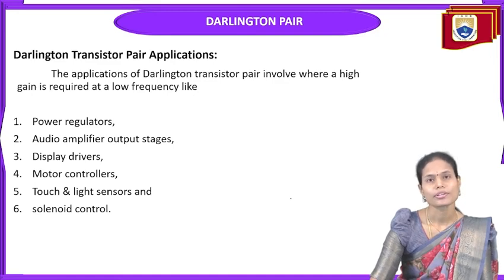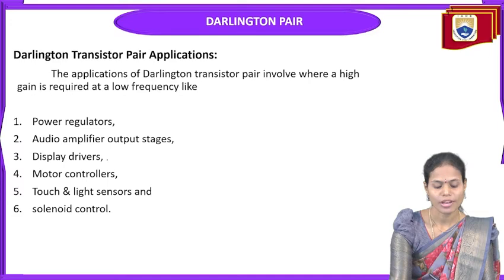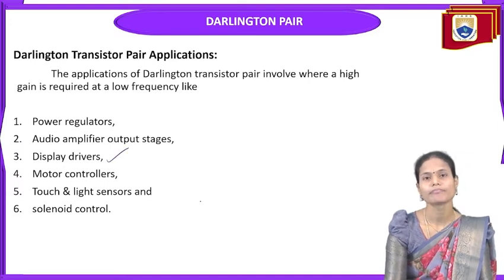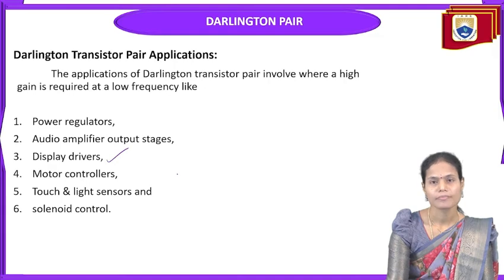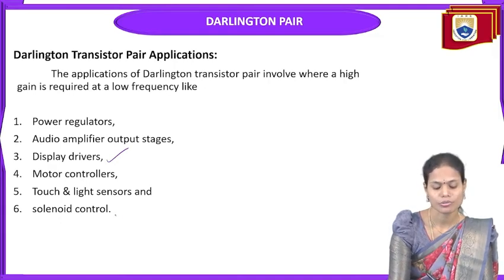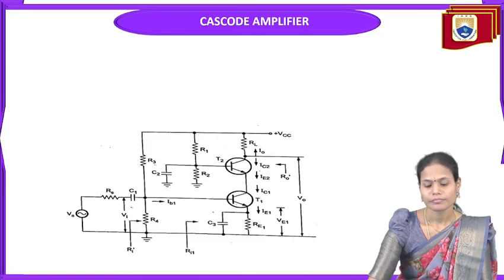And while coming to the applications of the Darlington amplifier, we can utilize it for power regulation. And in audio amplifiers, we can use it as output stage. Why? Because it is providing very high gain. And in display drivers, to display the values, we can use it. And in motor controllers, touch and light sensors, and in solenoid control circuits, we are able to utilize this Darlington amplifier circuit.